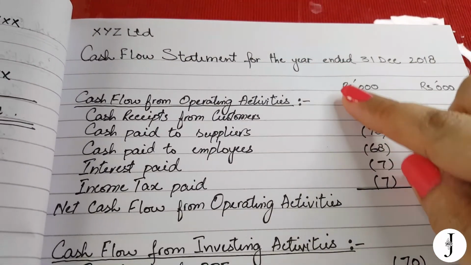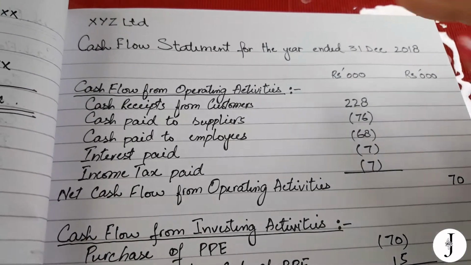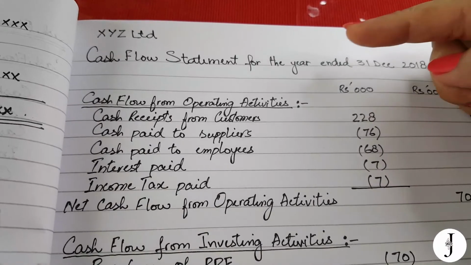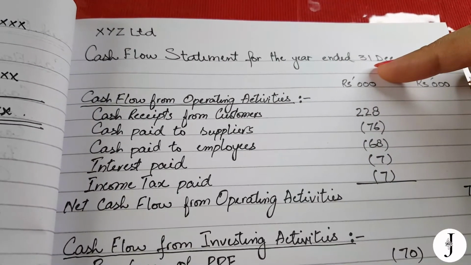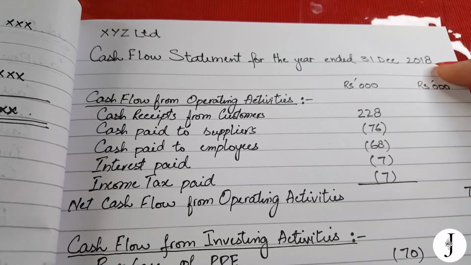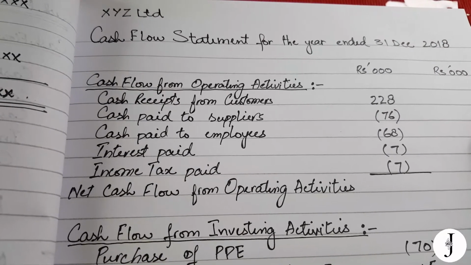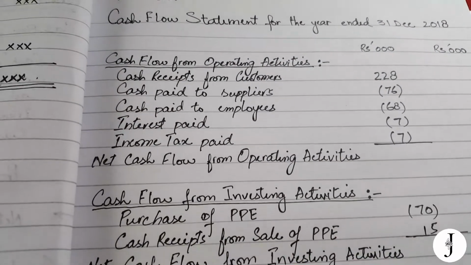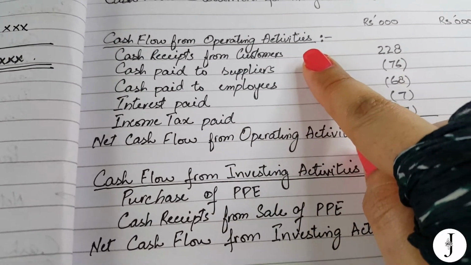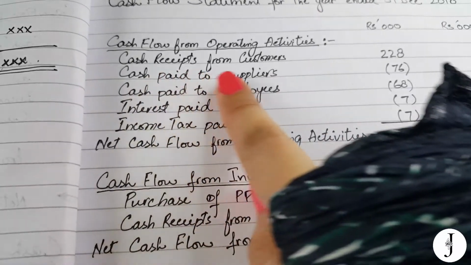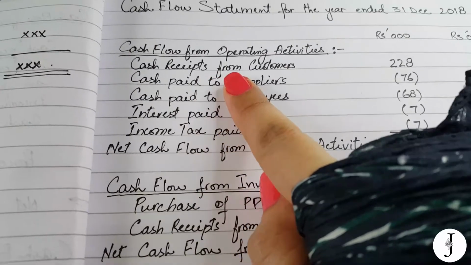So here I have made the cash flow statement using direct method for the question. I have shown you already. At the top we write the name of the company, XY Limited. Then the cash flow statement for the year ended 31st December 2018. This is very important to mention for which time period we are making this cash flow statement. So under first heading, that is cash flow from operating activities, the first item we write is the inflow of cash. So here the inflow of cash is from cash receipts from customers.